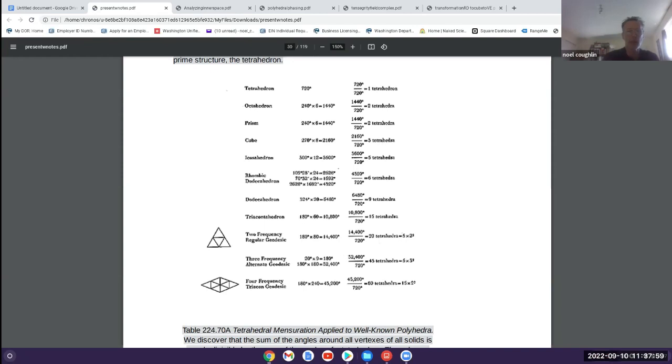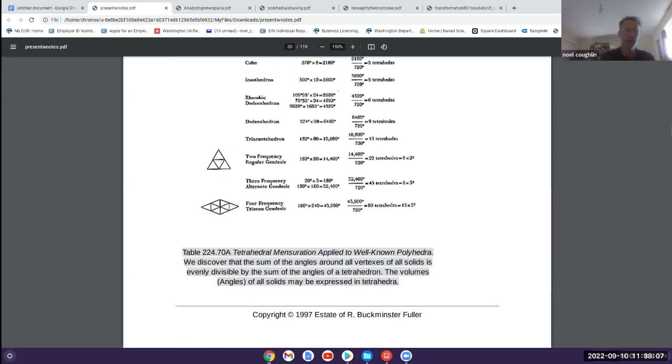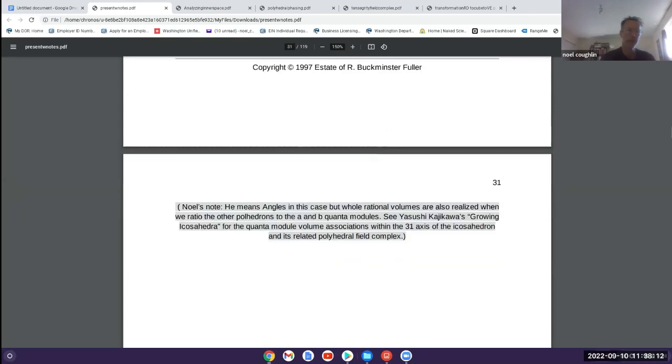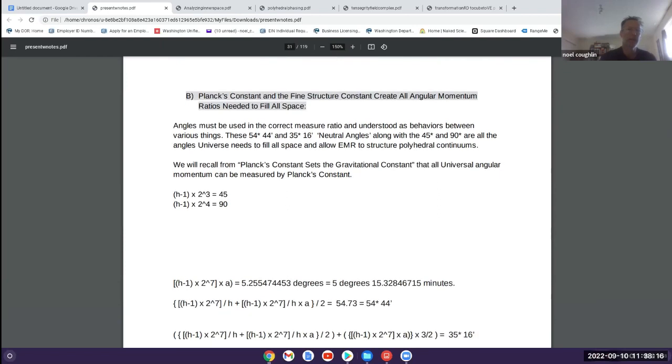The cube has 3 total tetrahedral ratios of angular momentum, etc. So when universe encloses all space, it seems to be using angular momentums in a whole rational unit way. Angles must be used in the correct measure ratio and understood as behaviors between various things. These 54 degree, 44, and 35 degree 16-minute neutral angles, along with the 45 degree and 90 degree angles, are all the angles the universe needs to fill all space and allow EMR to structure polyhedral continuums.